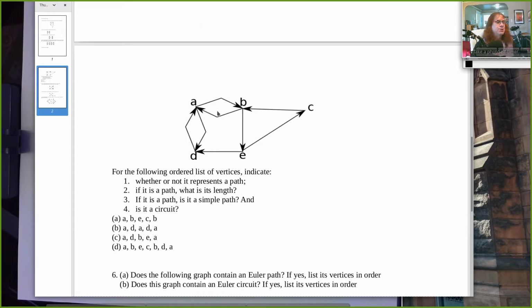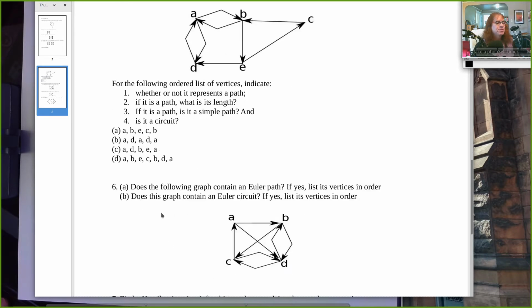And on this one, directed graph with vertices as shown. And so for each of these, tell me whether, moving from each vertex to the next in this order represents a path, what its length is, is it simple, meaning you don't go back over an edge more than once, and is it a circuit? So that's just playing around with the definitions. Can we do examples of matrices to graphs? Sure, we can do one of those.